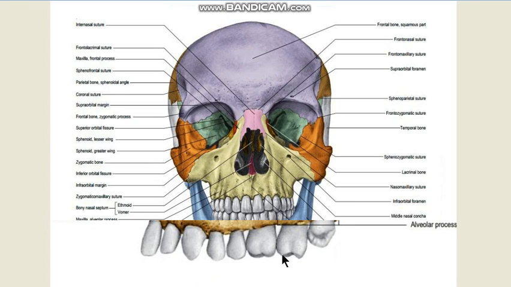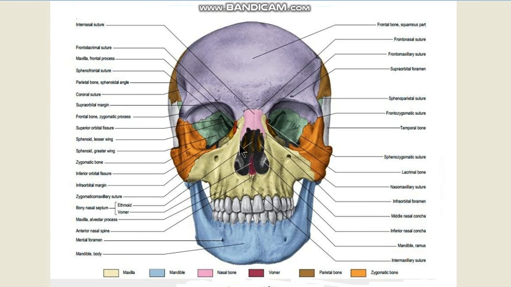And if we are now going to look and see how the maxilla fits in with the rest of the skull. In this picture you can see that the maxilla is forming part of the face, it is forming part of the superstructure of the nose, it is forming part of the nasal cavity, it is forming part of the floor of the orbit and the medial wall of the orbit. And you can see here is the alveolar process of the two maxillae together forming the alveolar arch bearing the teeth of the upper jaw.